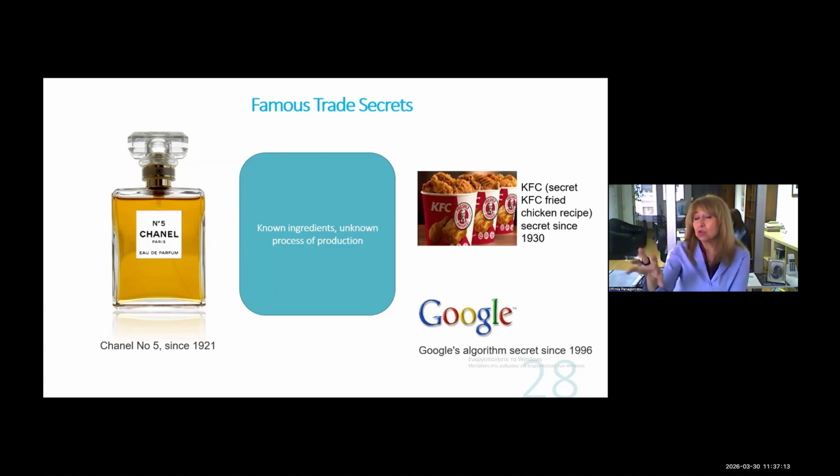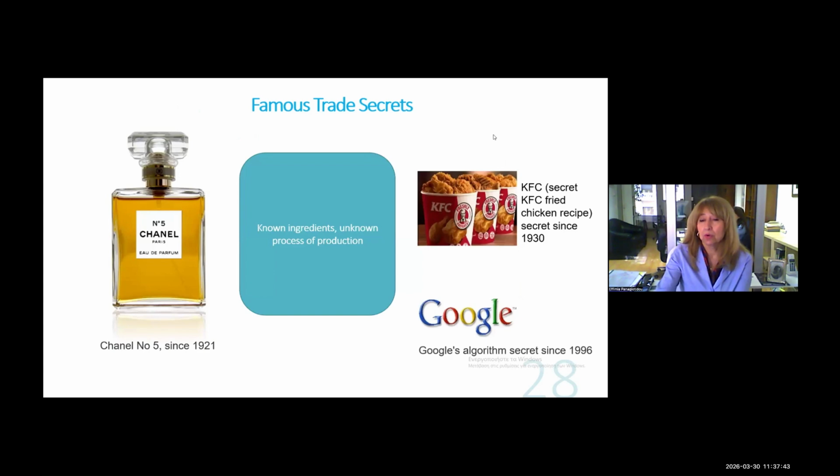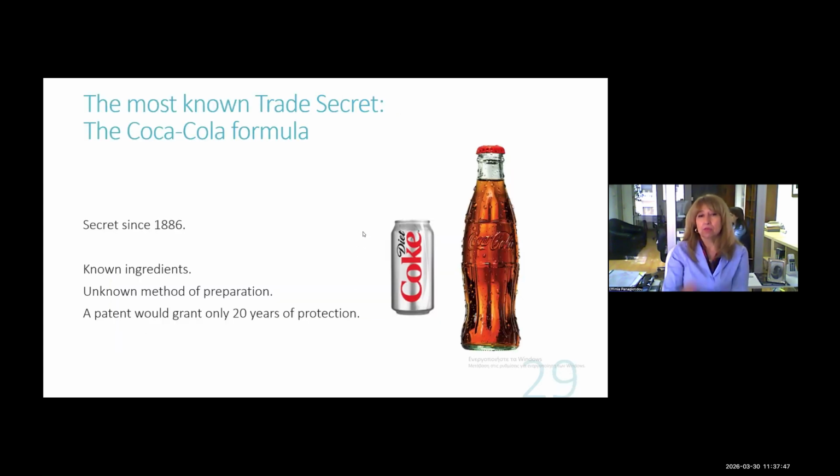The stealth technology also could have been protected. These are known ingredients and known process. And of course, the most known trade secret in the world, the Coca-Cola formula, secret since 1886. The ingredients are known, they are on the get-up, on the bottle, on the can, but the method of preparation is unknown. A patent will grant only 20 years of protection to all these creations, because the patent is the specific, detailed reveal of all the invention, as we mentioned earlier. So by not getting a patent, they managed to keep it secret in the company.